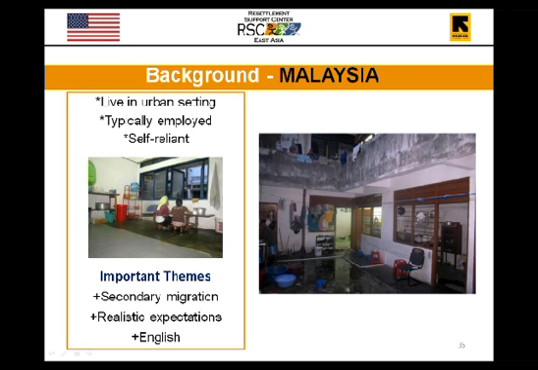Malaysia is a bit different. Most of our Malaysian refugees are living in urban settings. Many of them work, not legally, so security is always an issue for them. They typically live in crowded urban settings, either in the capital or throughout the country of Malaysia. They are typically much more self-reliant than our refugees coming from Thailand. And I think that this maybe connects to the secondary migration that some of you are experiencing with the Chin.